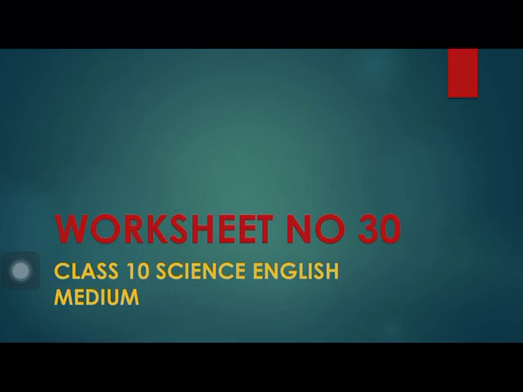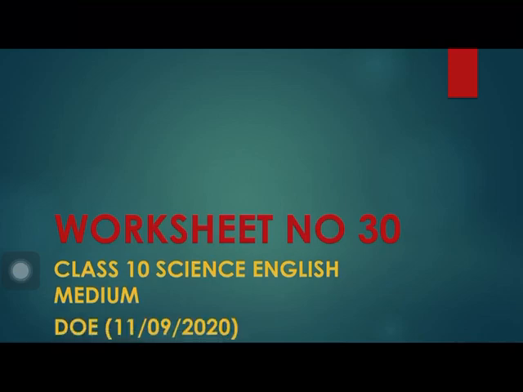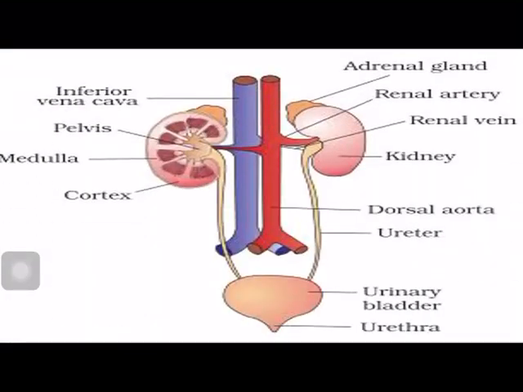Hello students, today we are going to discuss your worksheet number 30, class 10th science English medium, for the date 11th September. Now in this worksheet we are going to discuss this picture you can see, and this picture is of the excretory system in human beings. This is the fourth life process of this chapter, Life Processes, and we are going to discuss the excretory system in this worksheet.